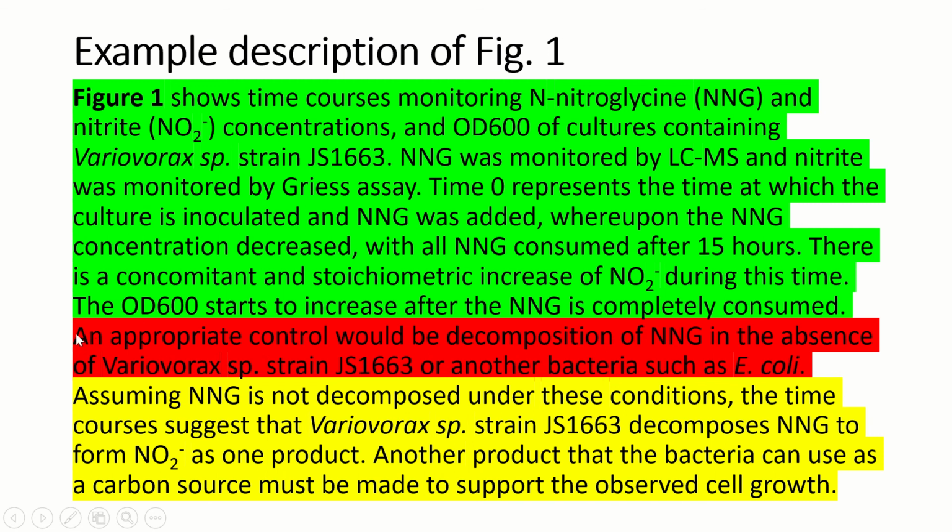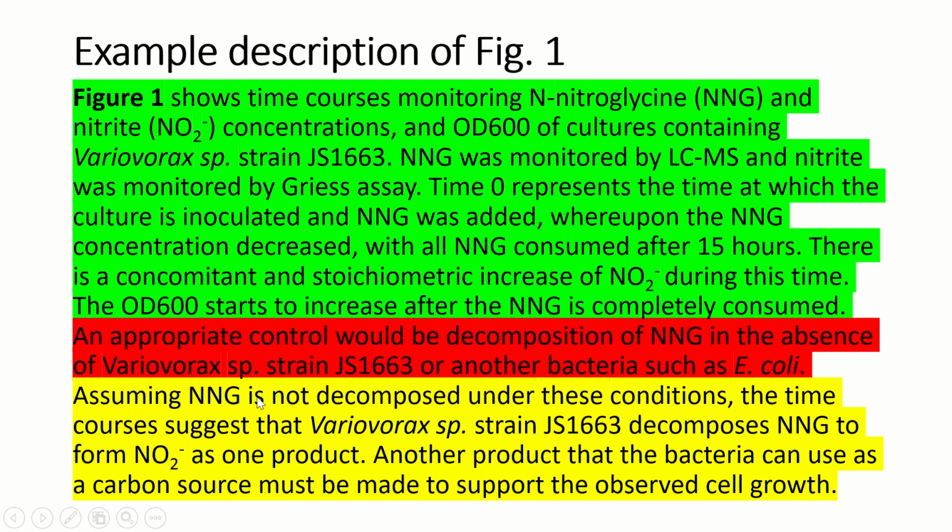The red concerns the control, and this is just something I'm adding. This may not be what is actually shown in the results section of the paper, but it is something I've added about the controls. An appropriate control would be decomposition of NNG in the absence of Variovorax species strain JS1663, or in the presence of another bacteria such as E. coli.